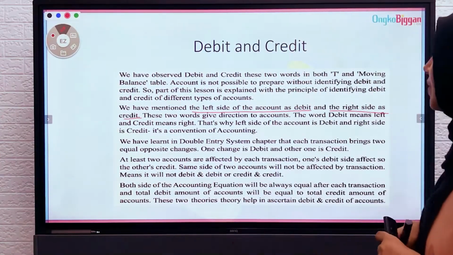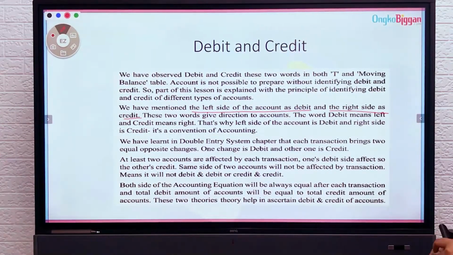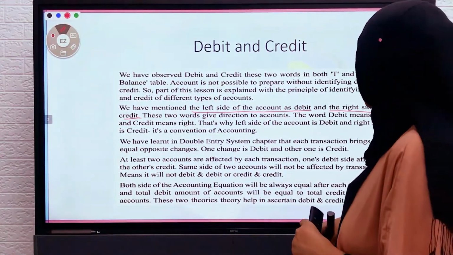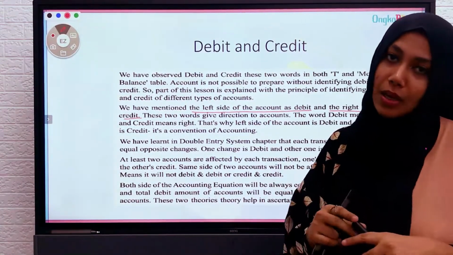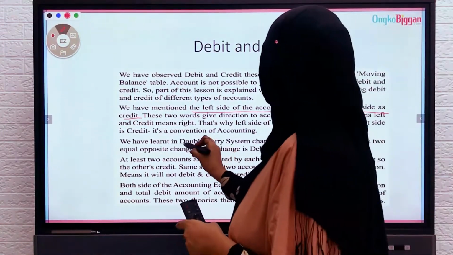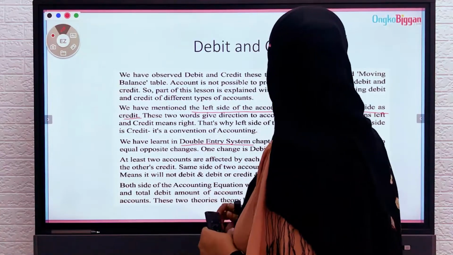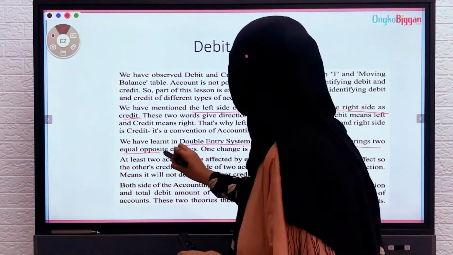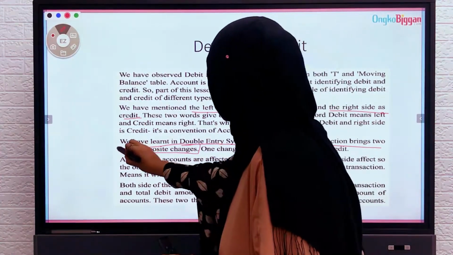So these two words give direction to the accounts. The word debit means left, credit means right. So that's why the left side of the account is debit and the right side of the account is credit. Okay. So we have learned the double entry system in the previous chapter. Each transaction brings two equal opposite changes. This is the most important thing.